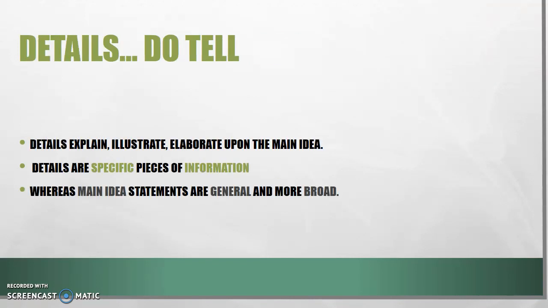All right? So speaking of details, details do tell. What do the details tell us? Well, first of all, details explain, illustrate, or elaborate on a particular topic or our main idea. Remember, I talked to you all before about the Vickies and the Kenyas. So the Vickies and the Kenyas, both, they're going to add to what we are learning about. They're going to explain. They're going to illustrate. They're going to elaborate.